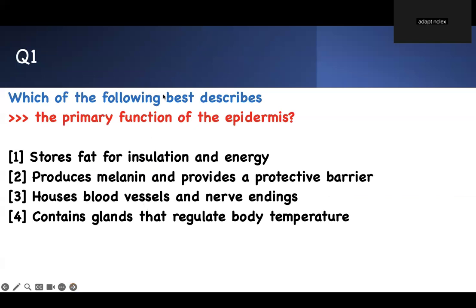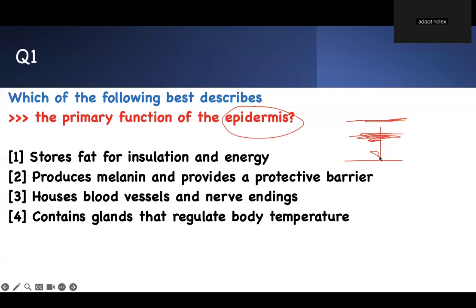First question. What do you think? This is testing your knowledge on the skin, right? And it's straightforward. Which of the following best describes the primary function of the epidermis? The skin has different layers. It has the epidermis. It has dermis here, right? And as you go deeper, you go into the bone and the rest of it.